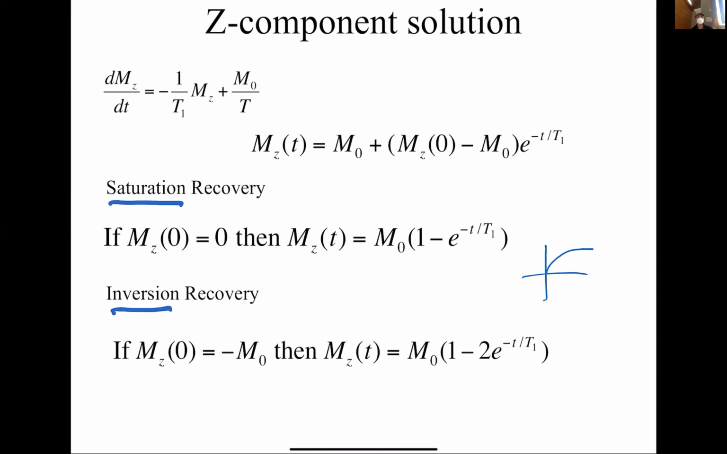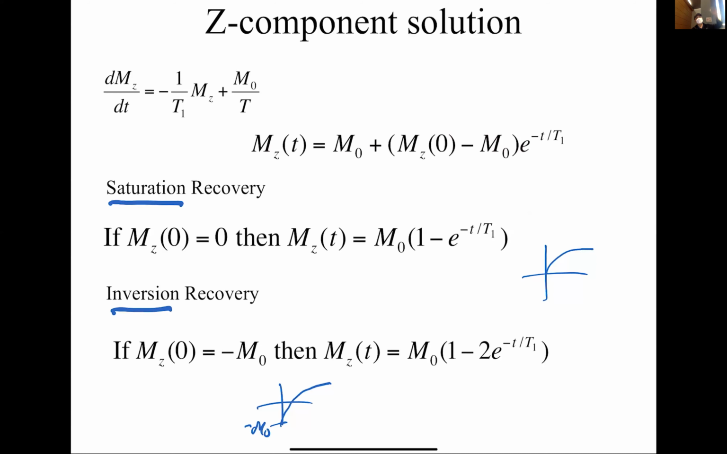Okay. Inversion recovery is when you start off, you tip the magnetization all the way 180 degrees, so it starts off at minus m naught. Okay. And then it's still going to recover, and then it's going to recover like that. So those are the two most important types of recovery that we'll look at in this course. That would be a flip angle of 180. Yes, yeah. So inversion recovery is a flip angle of 180 degrees.